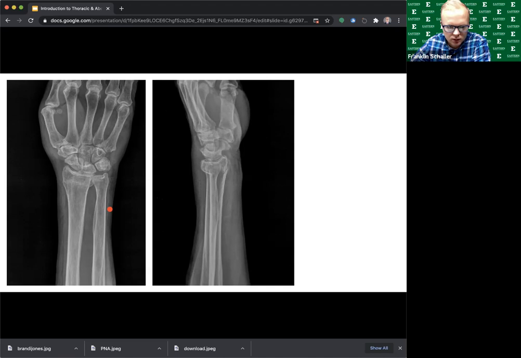So when I'm looking at these images, I am seeing a subtle fracture line here on the distal radius, which, if you think about where that snuff box is, if I pressed right there, I'm sure it's going to hurt the patient. If I look at the lateral view of the wrist, right on the side here, I'm noticing a fracture as well. So again, that's through the distal radius. We call this a Colles fracture, a distal radius fracture.